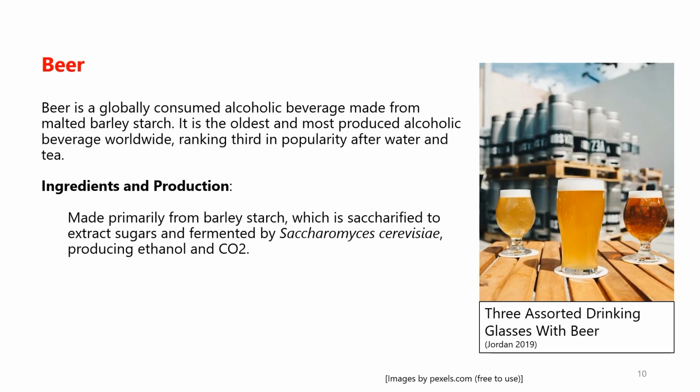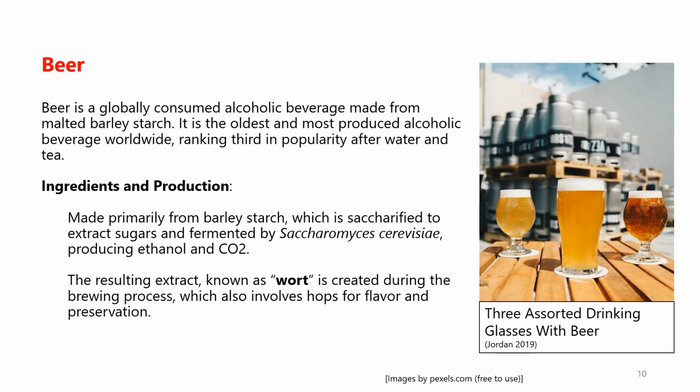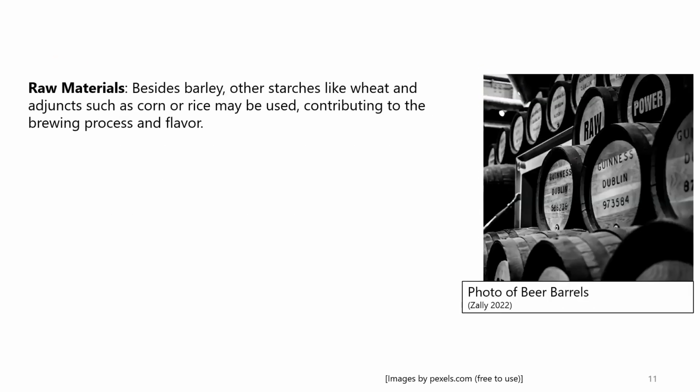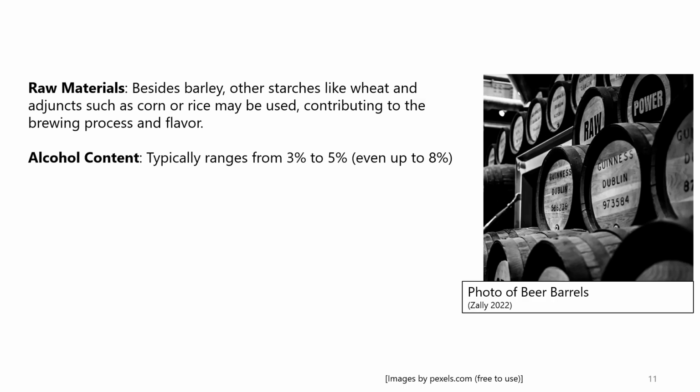The various ingredients are basically barley starch, which is saccharified to extract sugars and fermented by Saccharomyces cerevisiae, producing ethanol and carbon dioxide. The resulting extract, known as wort, is created during the brewing process, which also involves hops for flavor and preservation. Besides barley, other starches like wheat and adjuncts such as corn or rice may be used, contributing to the brewing process and flavor.